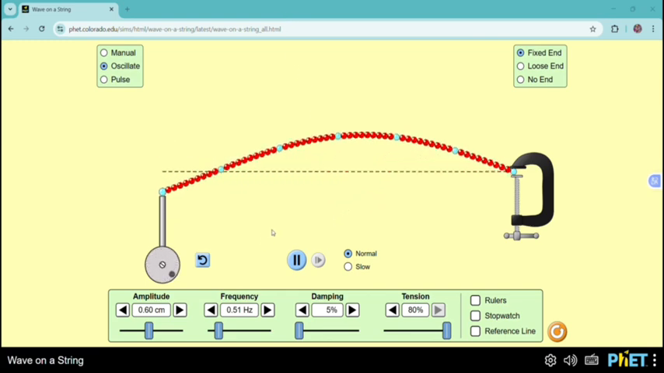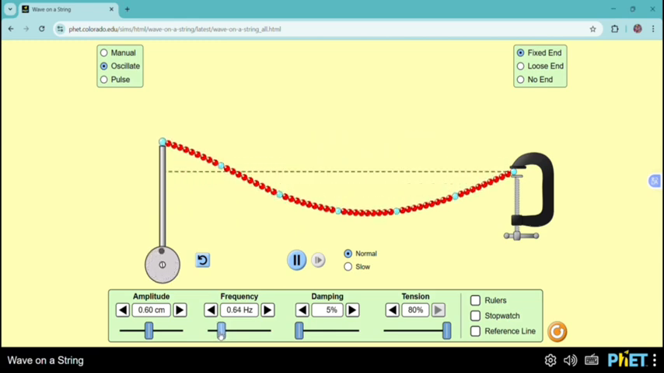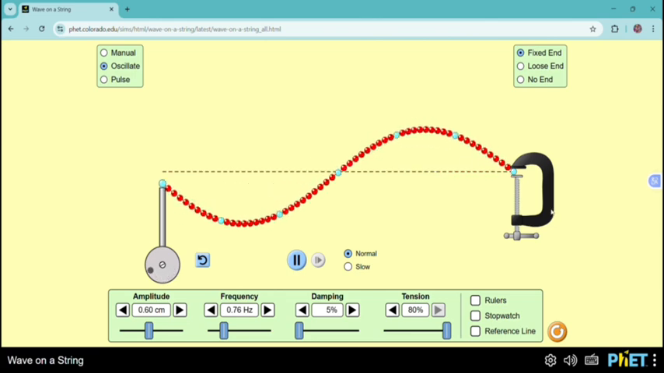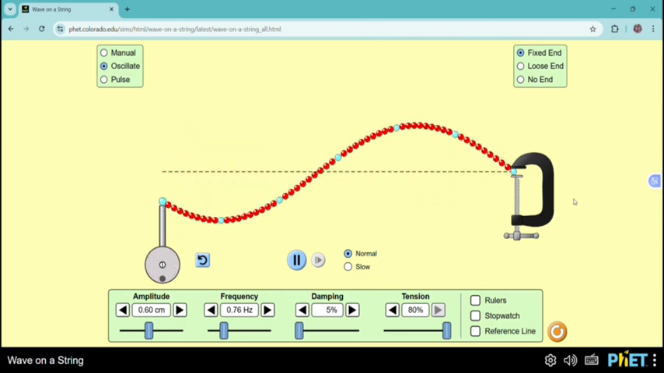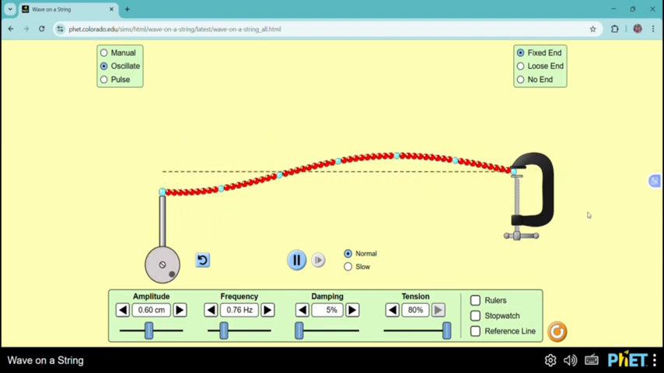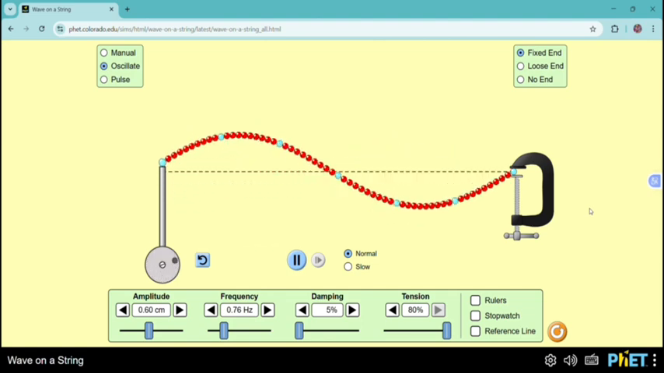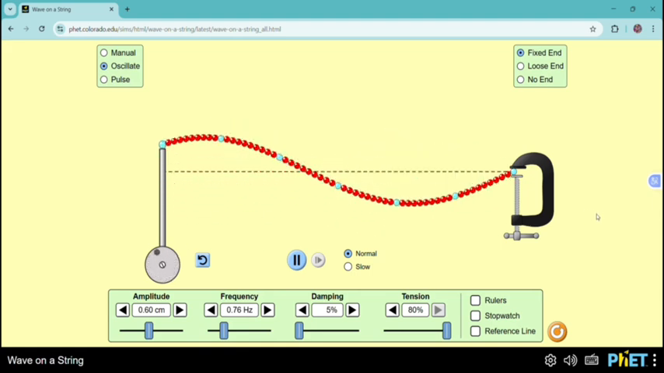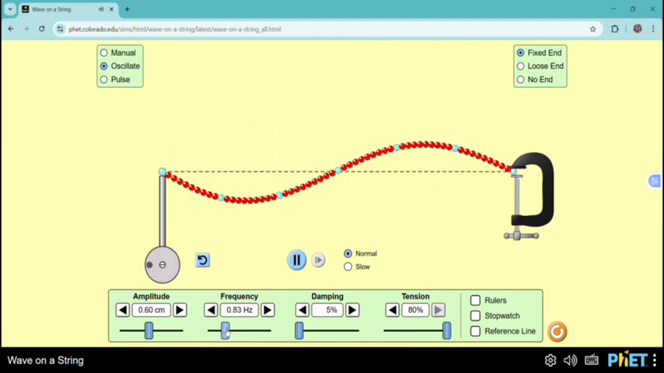So next we change the frequency to a little bit higher. We can see it produces 2 anti-knots and 3 knots. So this is called the second harmonic. This wave can be calculated by f equals v over L, where v is the wave speed and L is the string length.